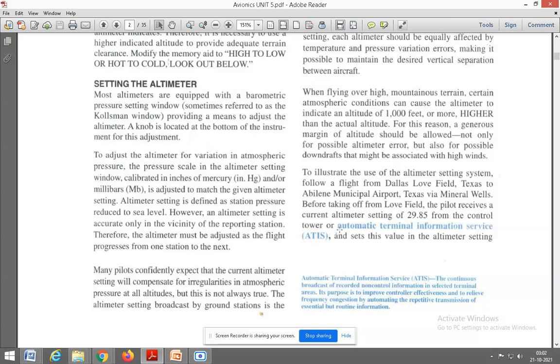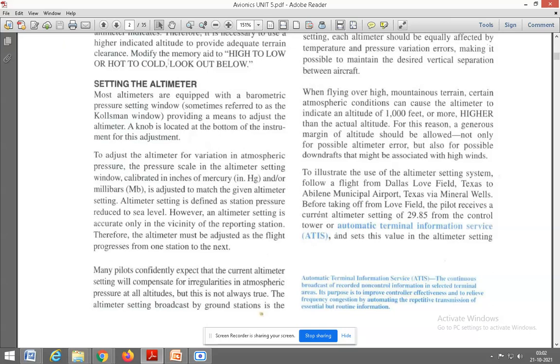So, altimeter setting is defined as station pressure reduced to sea level. However, an altimeter setting is accurate only in the vicinity of the reporting station. Therefore, the altimeter must be adjusted as the flight progresses from one station to the next. Many pilots confidently expect that the current altimeter setting will compensate for irregularities in atmospheric pressure at all altitudes. But this is not always true.